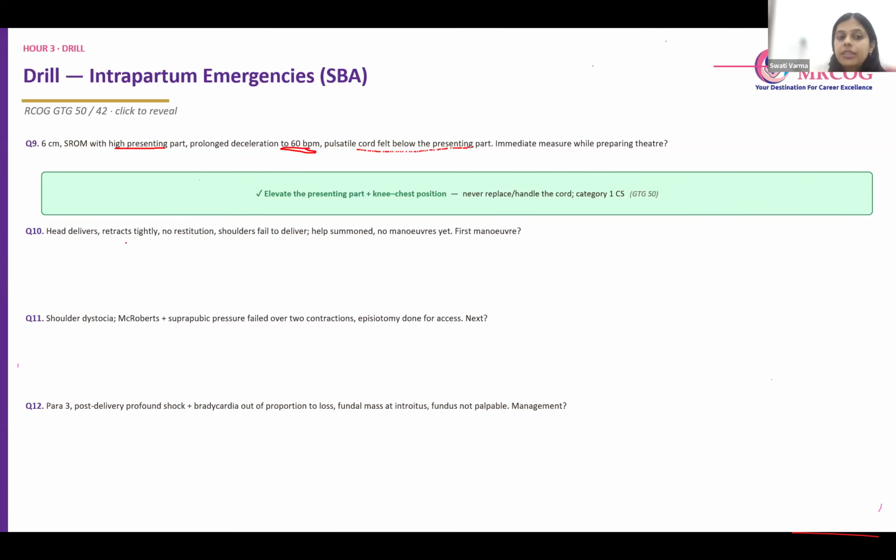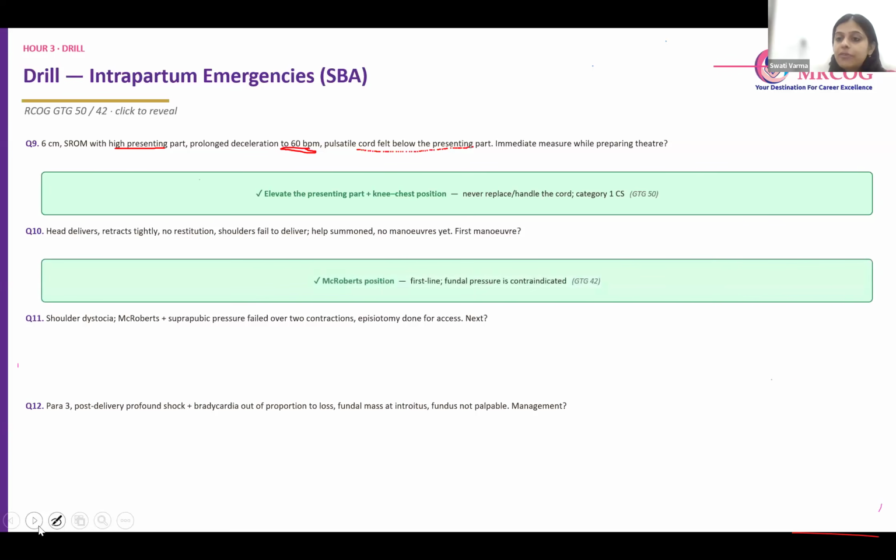Head delivers, retracts tightly, immediately puts our mind towards shoulder dystocia. No restitution, shoulders fail to deliver, help summoned, no maneuvers yet. First maneuver always will be McRoberts, with success rate of 90%. First line, fundal pressure is contraindicated.